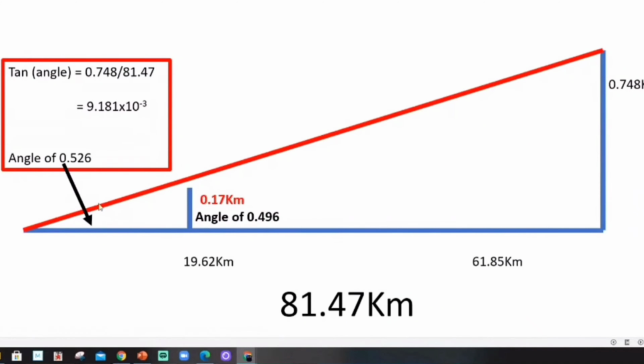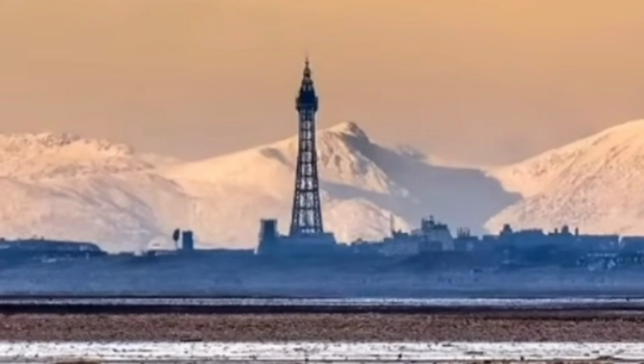Here's Conspiracy Cat's math for the Blackpool Tower observation. He's got 0.526 degrees for the angular size of the mountain, and he's got 0.496 degrees angular size of Blackpool Tower. So it's pretty close. It's within 3/100ths of a degree.